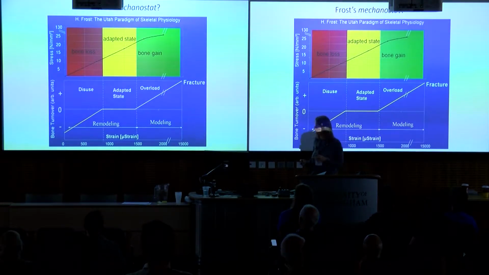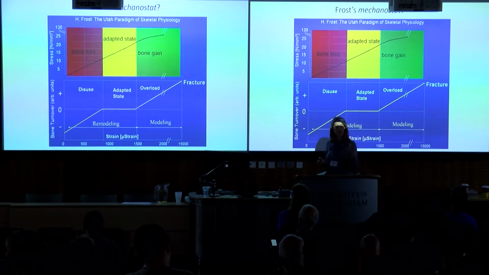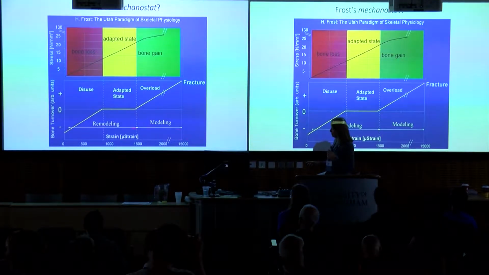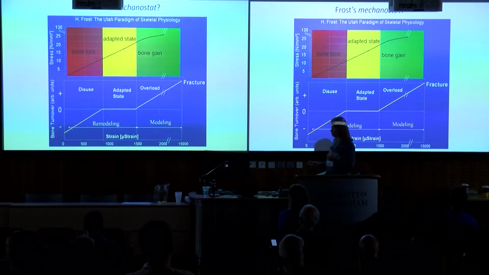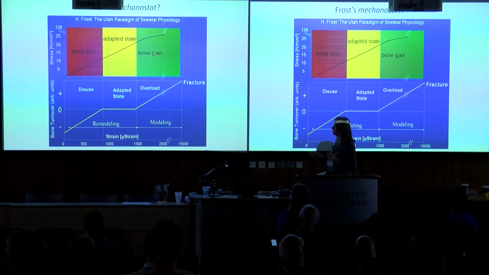But basically, in its very simple state, you've got this adapted state that the skeleton sits in when it's experiencing a range of everyday strains. And when that's happening, just normal bone turnover occurs. But if the bones fall into a period of disuse, for example, and the strains decrease, then we see bone being taken away where it's not needed. And conversely, if the strains increase, either in magnitude or frequency or both, then we get into a period of overload and more tissue is deposited.